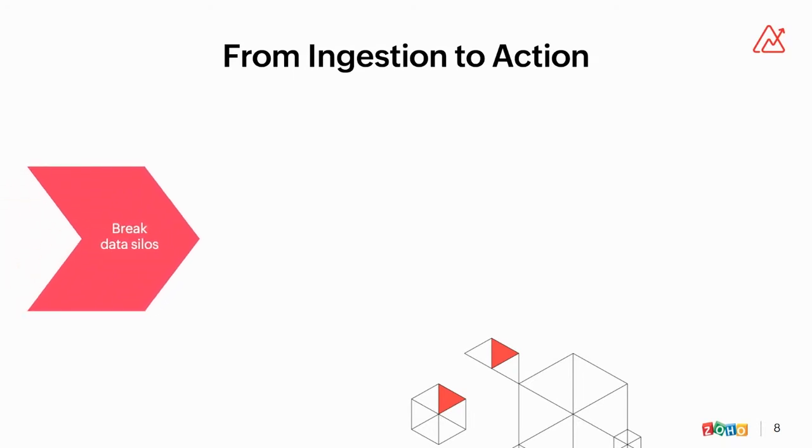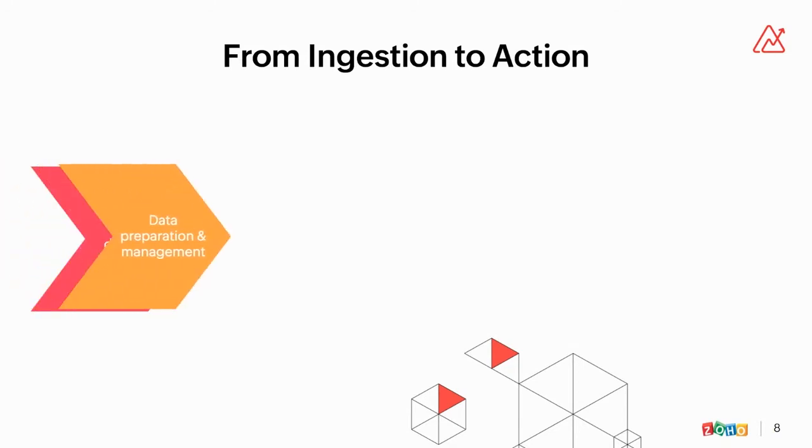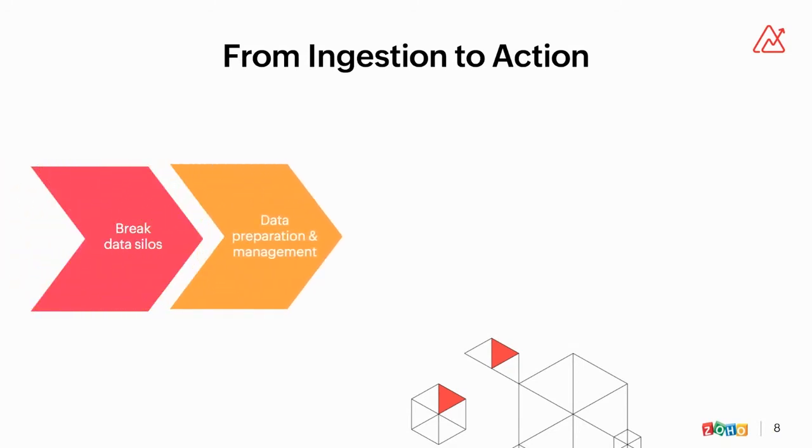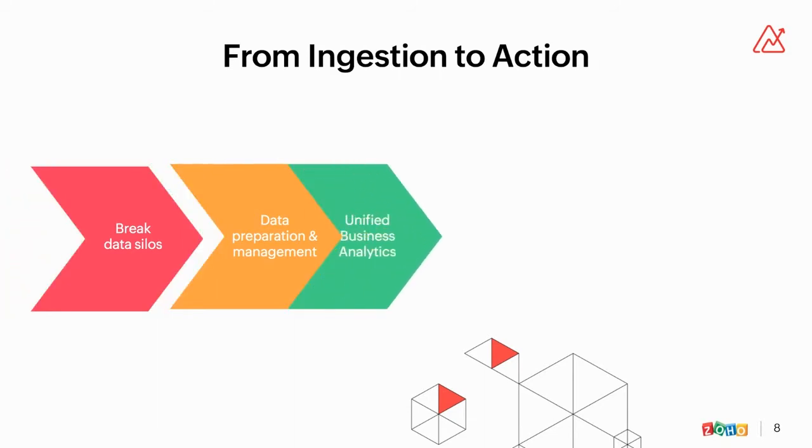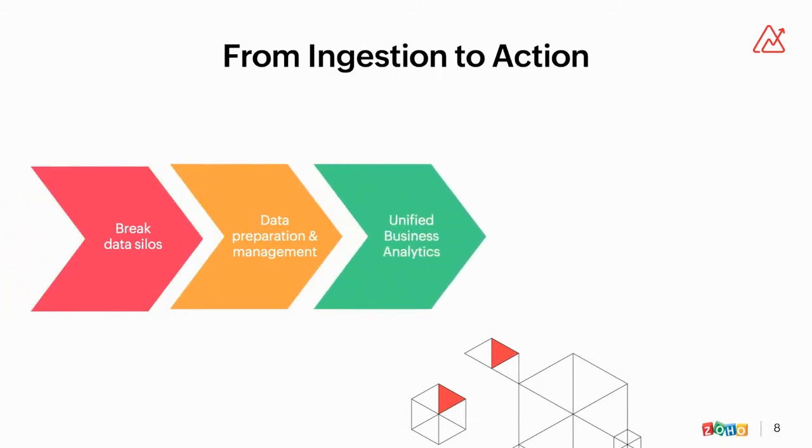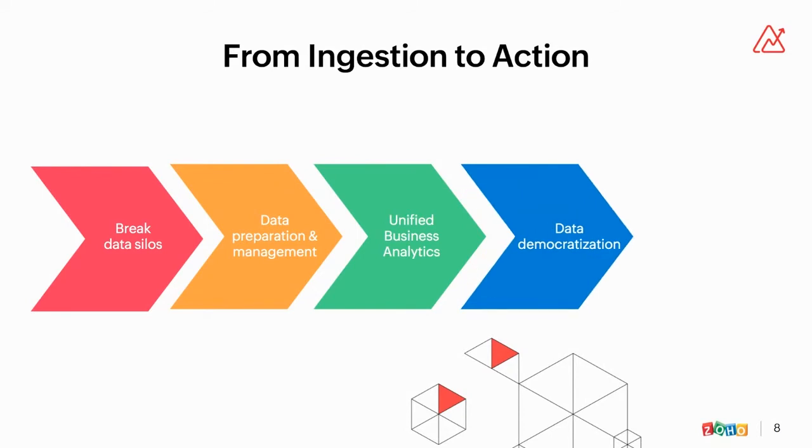It starts with breaking data silos. It's about ingesting your data from different sources into your platform, followed by data management and preparation, which is a crucial layer for any enterprise business. The third stage on the enterprise analytics journey is unified business analytics. It enables you to have a 360-degree view of your business, followed by data democratization. The final leg in the enterprise analytics journey is all about fostering collaboration.